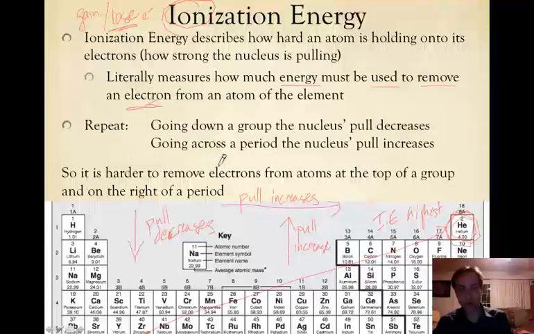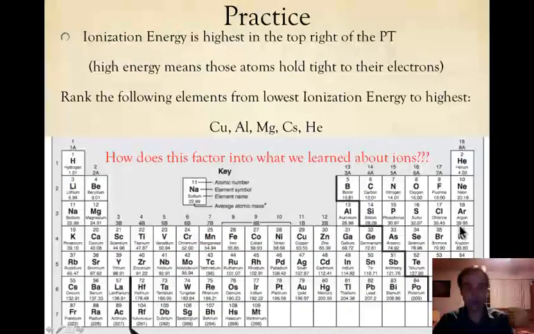Okay, it's harder to remove electrons from atoms at the top of a group and to the right of a period, because the electrons are not only closer to the nucleus because we've gone up, but they also have the most protons, which means lots of positive charge in that nucleus.